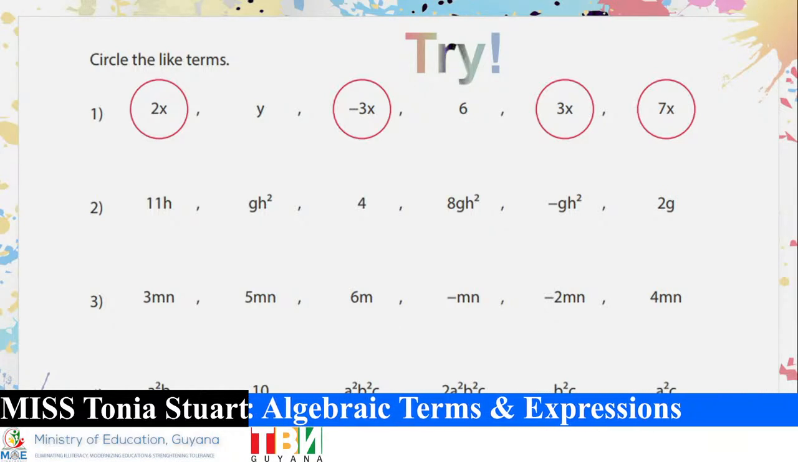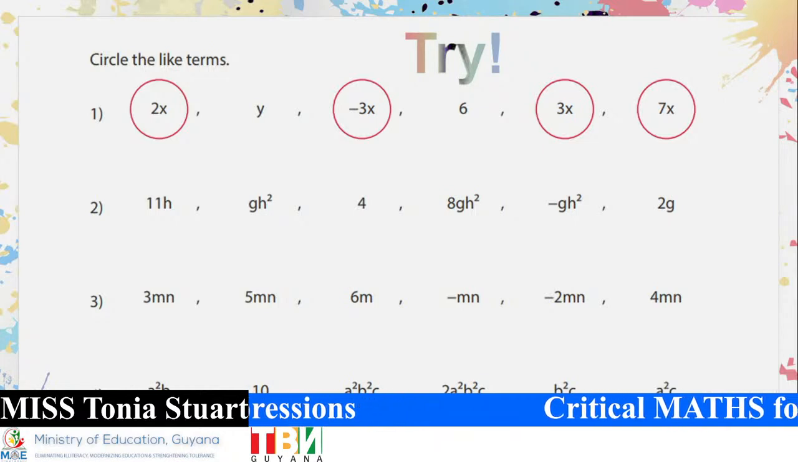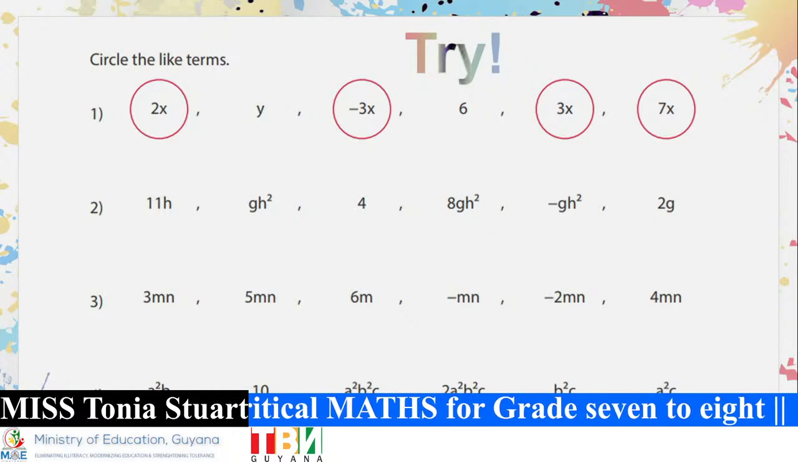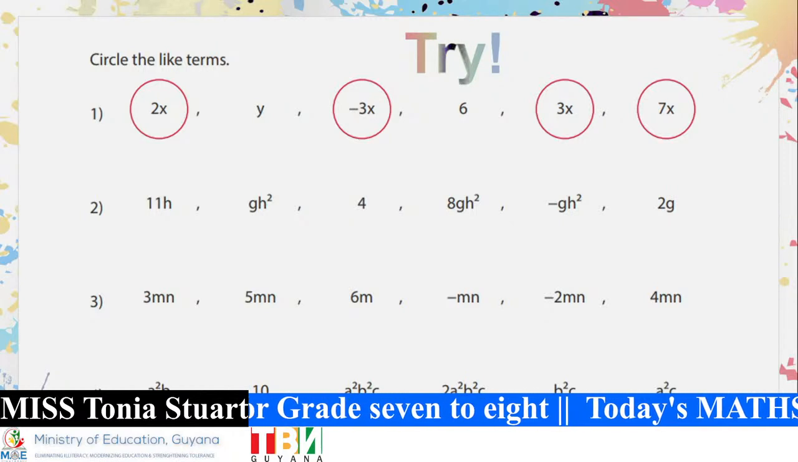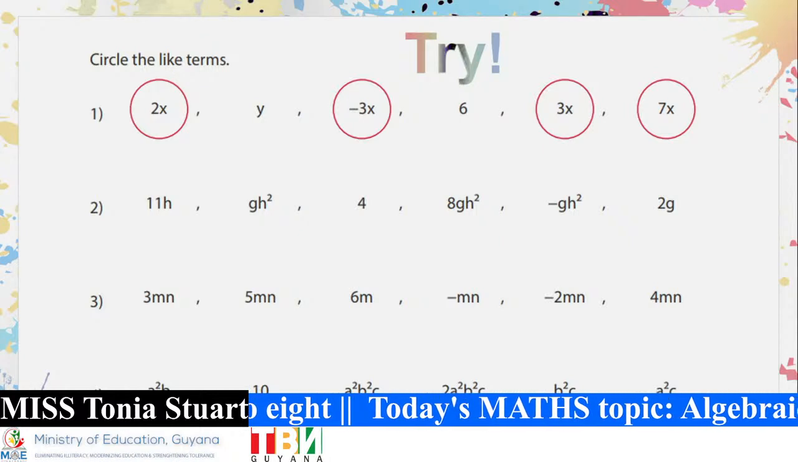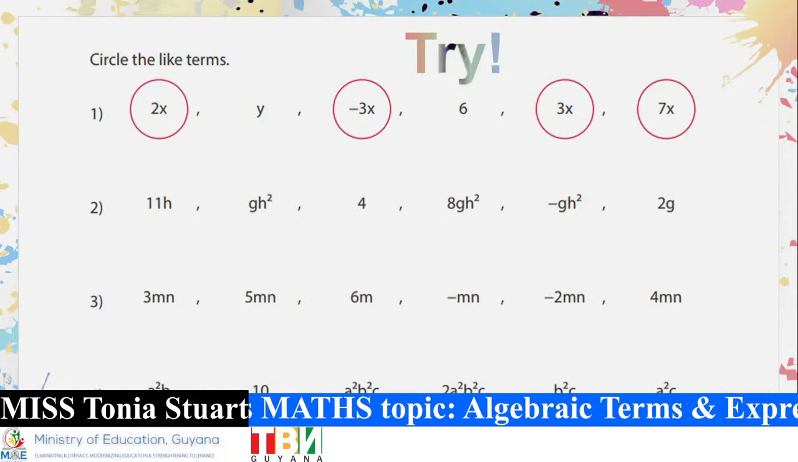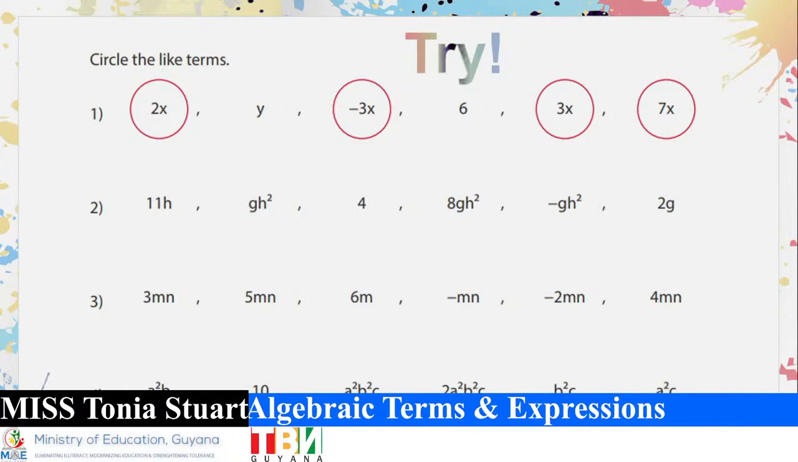Last one. A square B, 10, A square B square C, 2A square B square C, B square C and A square C. What are your common terms, or your similar terms, or your like terms? A square, B square, C, and 2A square, B square, C.